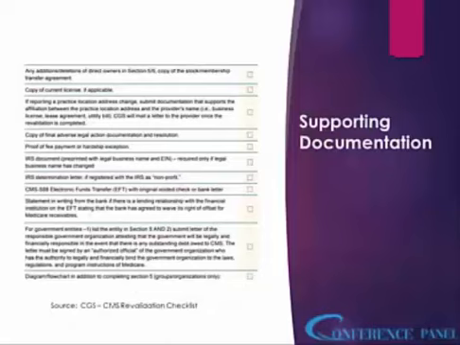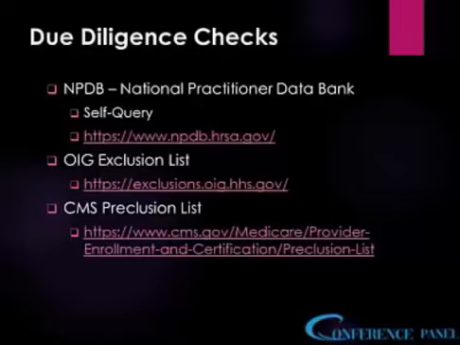Some other helpful information that you want to include: current licenses for practice locations, the tax documents, IRS documents, and due diligence checks. Please make sure that you're doing due diligence checks when you're revalidating providers and when you're hiring new providers. This is super, super important.